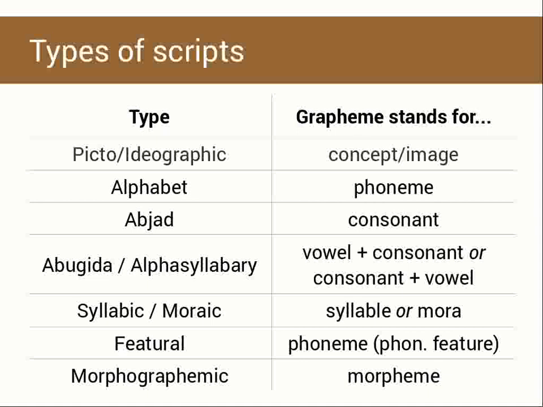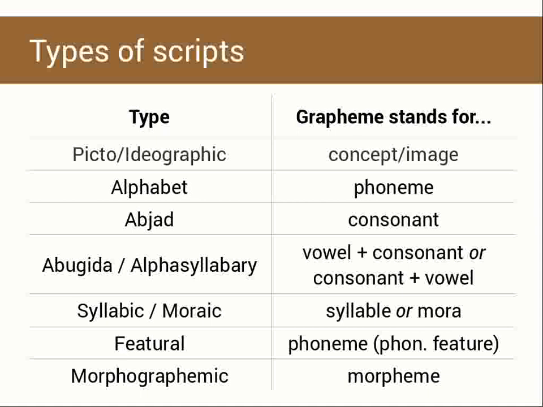Abjads represent only consonants. They don't write down vowels. Anyone studying Arabic in here? No. Hebrew, whatever. Those are the primary two languages that stick with this type of writing. Some of them represent vowels, occasionally, optionally, not by default.